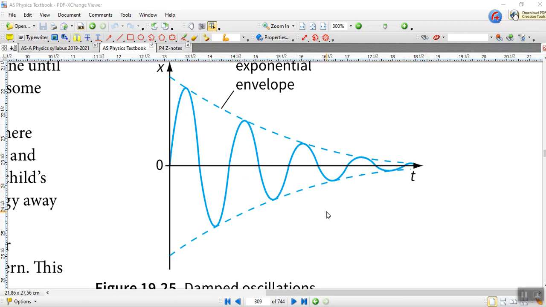Now think of a child on a swing. You might begin very high and then the swing eventually goes until it almost stops, but the frequency at which you swing to the left and to the right, like a pendulum, would be exactly the same. So this is where we lose our energy due to an external force.